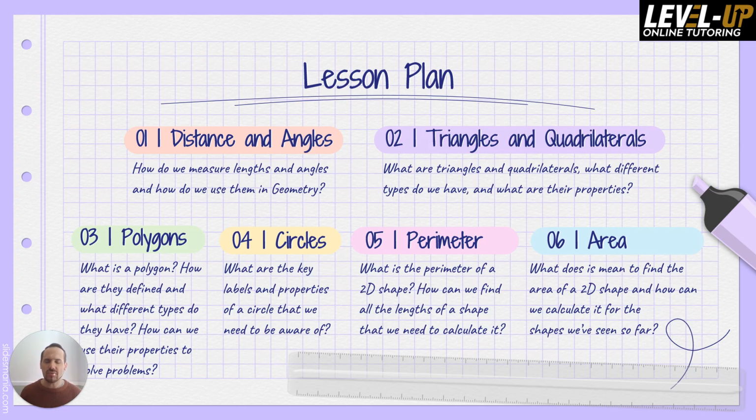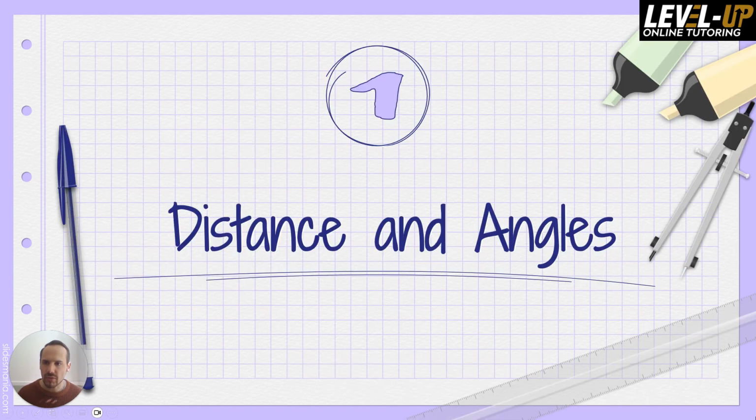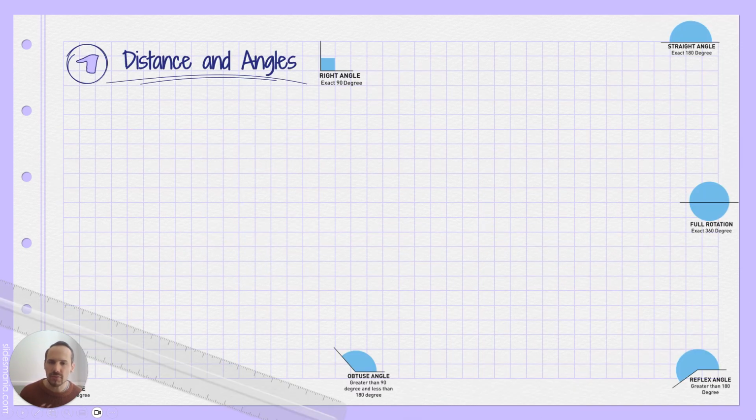Then we're going to extend that in general to polygons, which is shapes with straight sides, but of any number of sides, essentially. And then we're going to look at circles, the simplest of curved shapes that we can deal with. And then finally, perimeter and area. We'll look at what those are and how we calculate those for our different types of shape that we've gone over. So first of all, distances and angles.